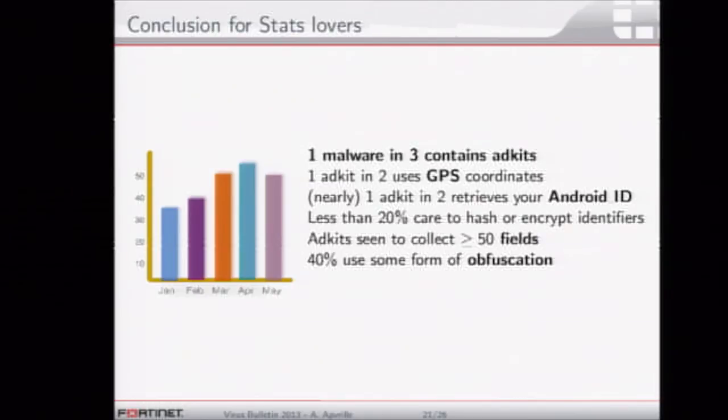Now, don't get excited. I've got plenty of conclusions, so this is not the last slide. But I noticed that a lot of people just love stats, so I thought I should include a slide about stats. One malware in three contains AdKits. One in two uses GPS coordinates. One in two retrieves your Android ID. Less than 20% care to hash or encrypt identifiers, I mean identifiers such as IMEI, IMSI, the UUID, that kind of stuff. And they've been seen to collect over 50 fields, and 40% of them are using obfuscation.